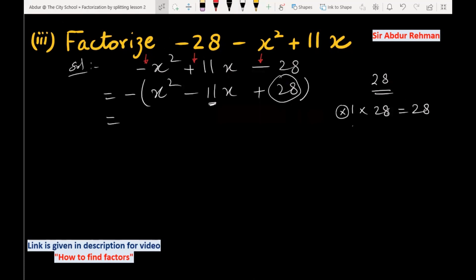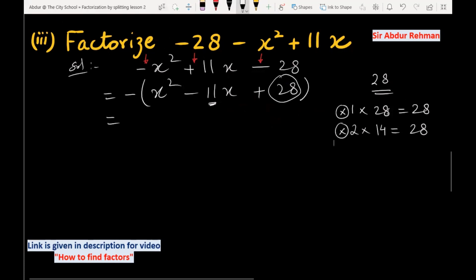Second factor is 2, what's 28? So 2 14s are 28. Let's check. 14 plus 2 is 16, but 14 minus 2 is 12. But our middle term is 11. So it will also be rejected.